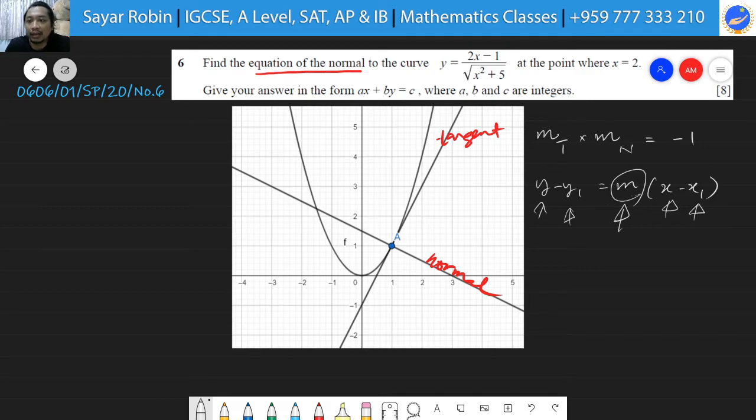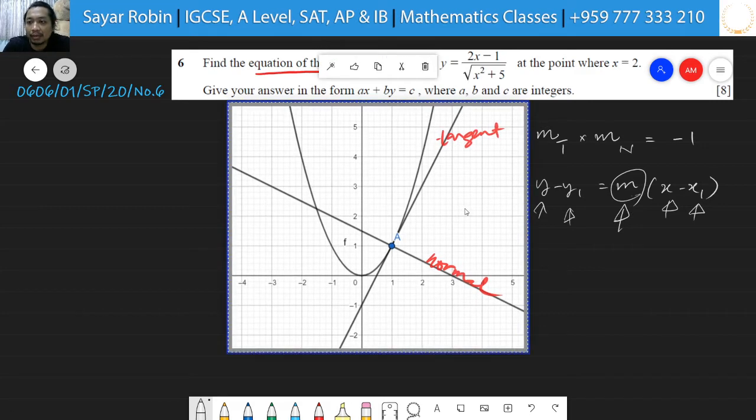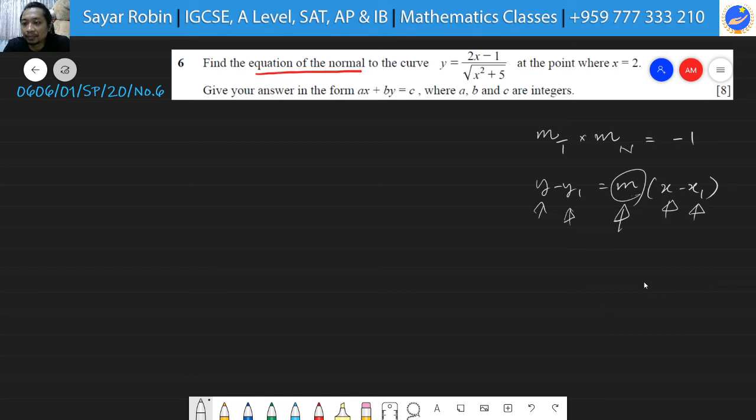Okay, let's do it right now. I'm going to delete this and erase it. So I'm going to copy the given function y is equal to 2x minus 1 over the square root of x squared plus 5. This is a rational function, so you had better use the quotient rule. Some students may use the product rule. It's okay, it's up to you. In this problem, I'm going to use the quotient rule. What is the quotient rule?